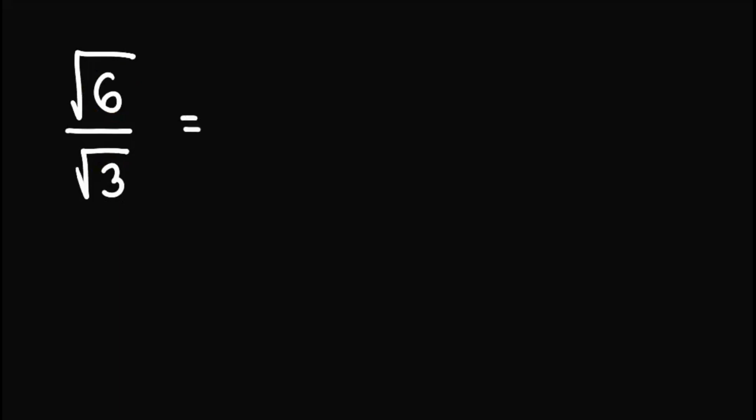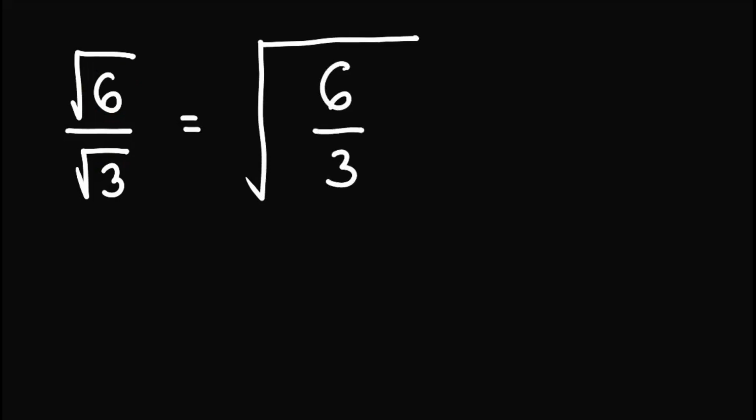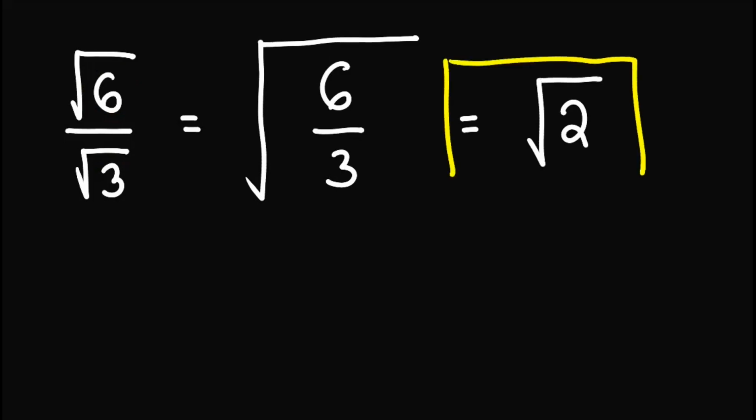So we can write this one as the square root of 6 over 3. You know that 6 over 3 is simply 2. And this one out here is the answer. So that's how we divide radicals.